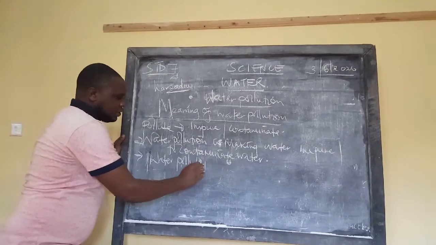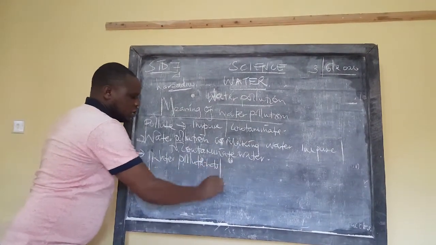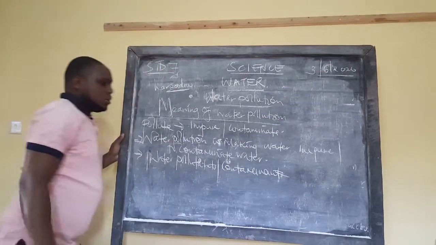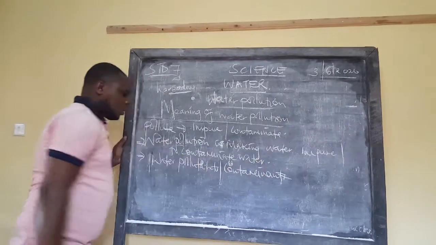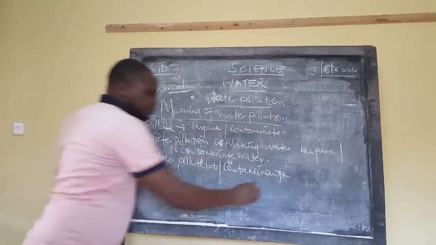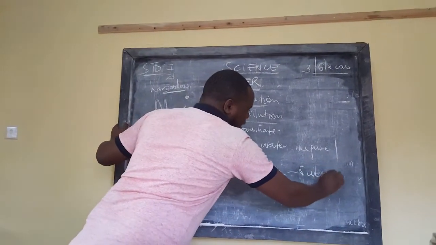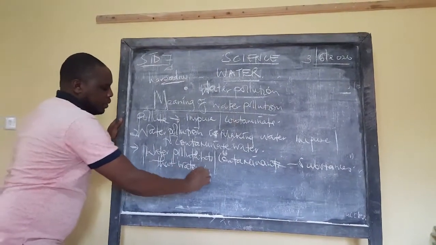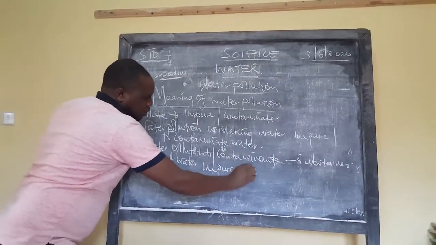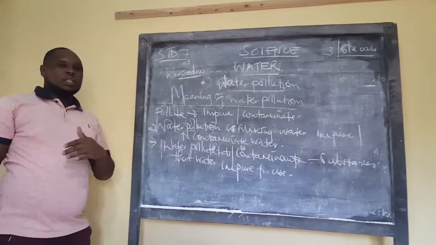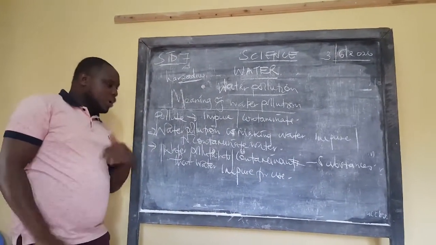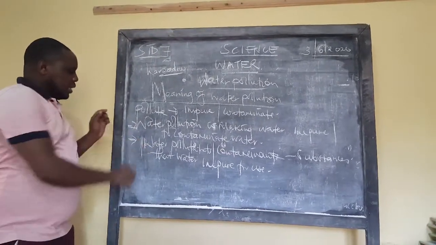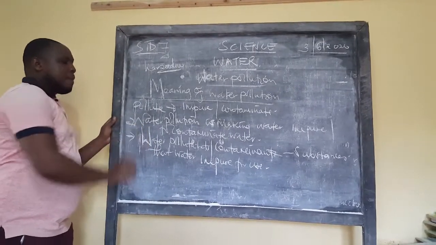Water pollutants or contaminants are substances that make water impure for use. All those things, like soil and oil, we shall be able to discuss later in this chapter. The things that pollute water are known as pollutants.